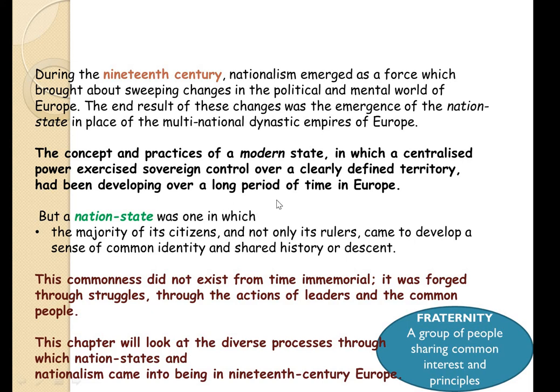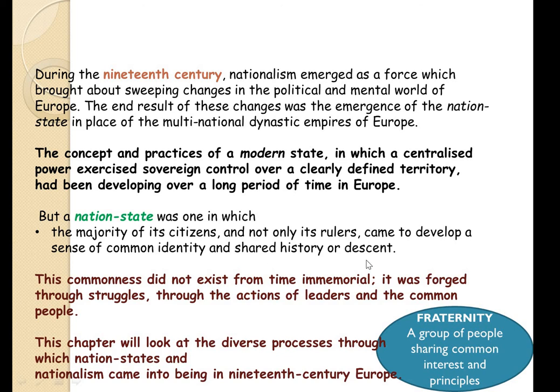It was developing over a long period of time, and they shared common experiences. Only when you have common experiences, you have a common sense of identity. It was forged through struggles. Only through struggles you have these commonalities. It was through the action of leaders and the common people. We have in India also. Through the struggles and everything, all the people survived the struggle during our national freedom struggle. And we had common leaders who fought for us and common people. So since time immemorial we have been sharing the struggles and pain, and that is how we are a nation state. We have a common sense of identity. We share the same history or the descent.